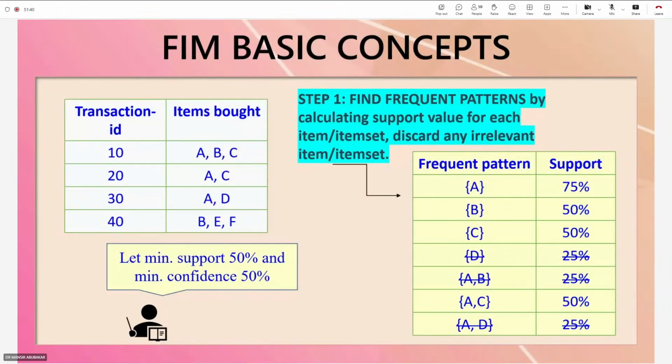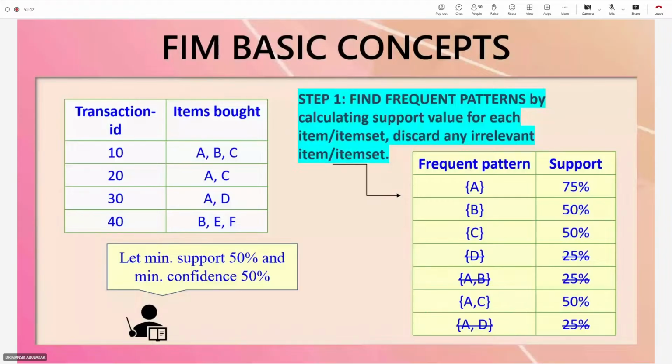We say that minimum support equals 50%. So if there is any item or item set that does not satisfy the minimum support of 50%, then we cannot consider it in calculating the support here. So take note of this. If the minimum support is given like this, 50%, and the minimum confidence is also given as 50%, we'll see how we can do the association rule.